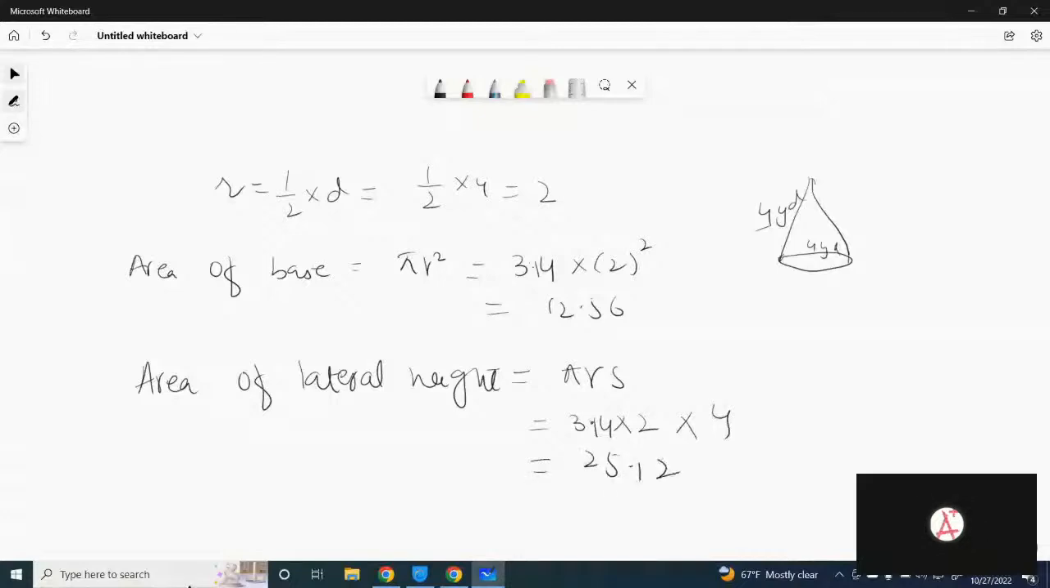So for the total surface area, you need to add the surface area of the lateral surface and the surface area of the base. Just add both the areas, 25.12 and 12.56, and it would be 37.68. So the area of the cone is 37.68. Got it? This way you can find the area of the cone. Just select the correct option and click on the OK button. The correct option is 37.68.